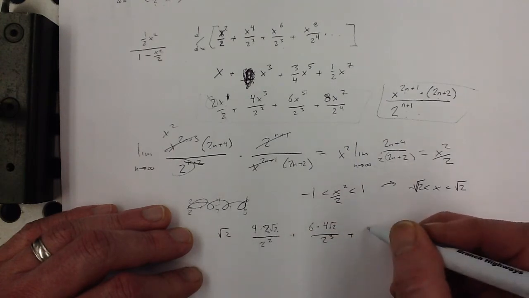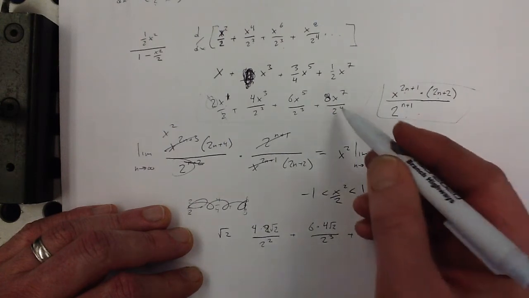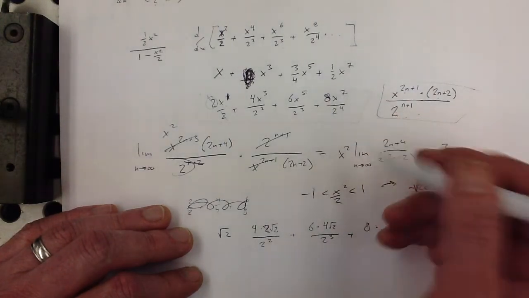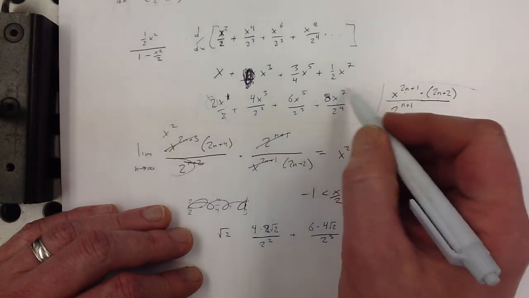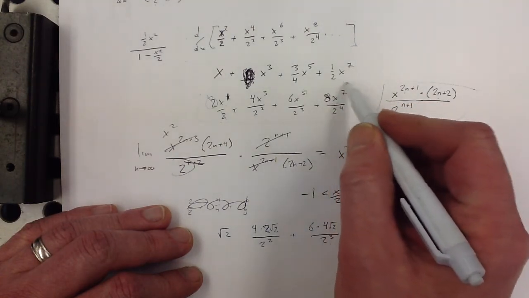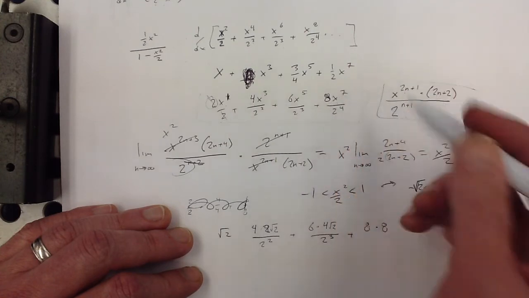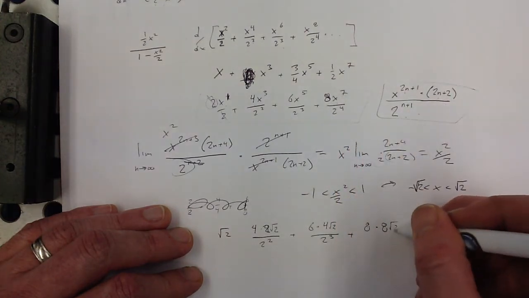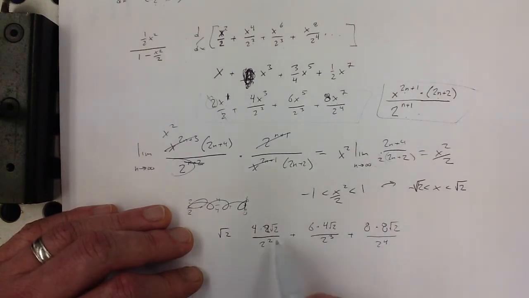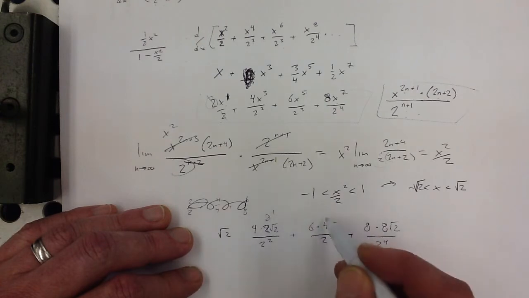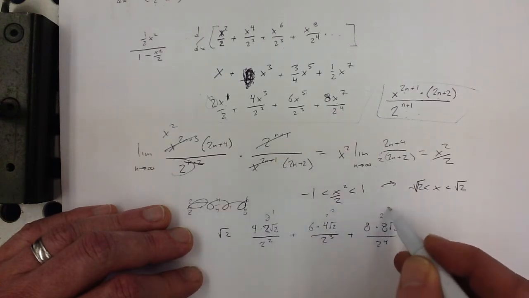Now let me do one more. So that's going to be 8 times the square root of 2. If you have 7 square roots of 2, 3 pairs of them make 2's, and then there's one left over, so that's going to be 8 on the square root of 2. 2 to the 4th. So it looks like we're getting powers of 2 here. This is 2 to the 1st. This is 2 squared. This is 2 cubed.